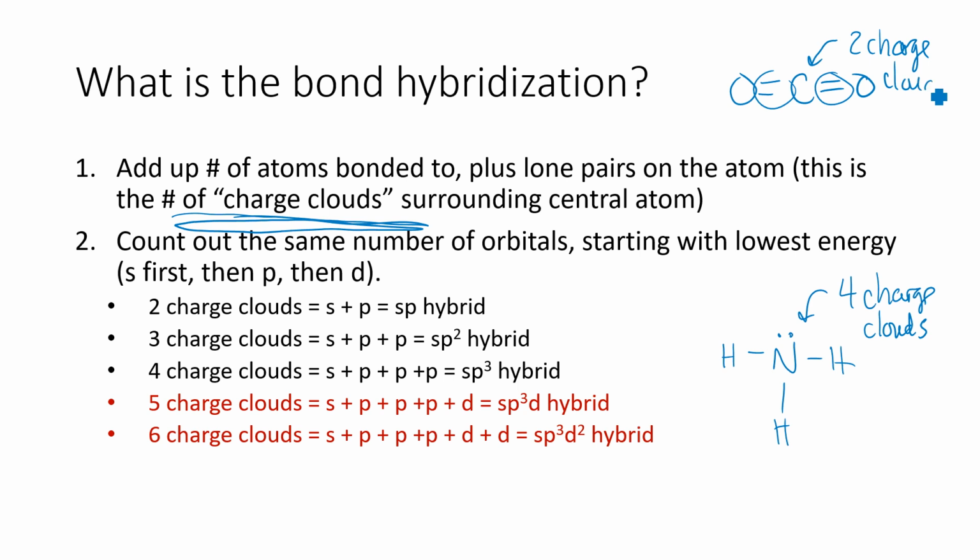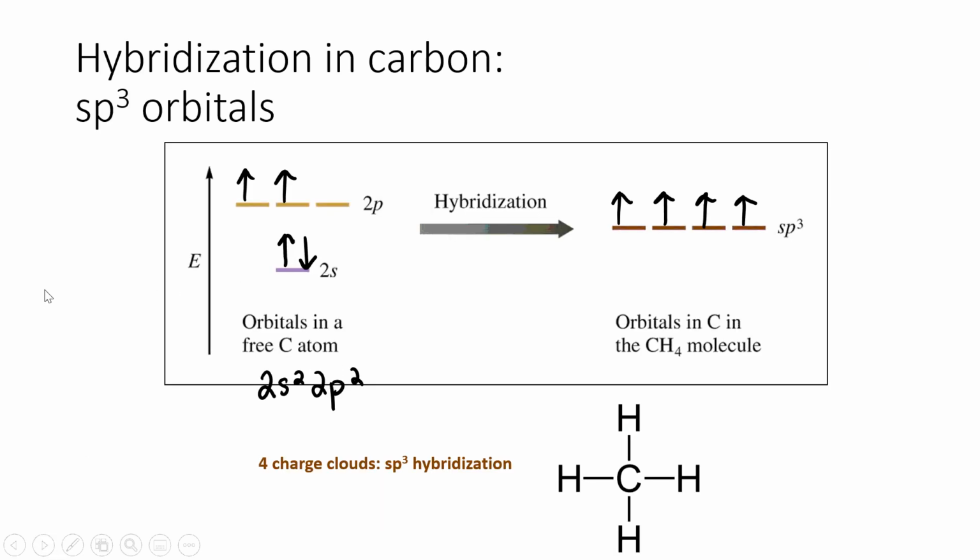And depending on how many charge clouds are around your atom, that's how many orbitals are going to hybridize. So if you have 2 charge clouds, it's going to form sp hybridization. 3 charge clouds is sp2. 4 charge clouds is sp3. I'm just doing a brief overview of this. I have another video where I go into orbital hybridization in more detail, so you can go back and watch that one. But let's now think about this orbital hybridization and how it fits with sigma pi bonding.